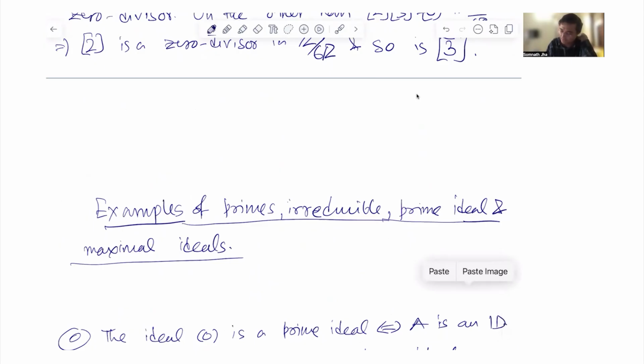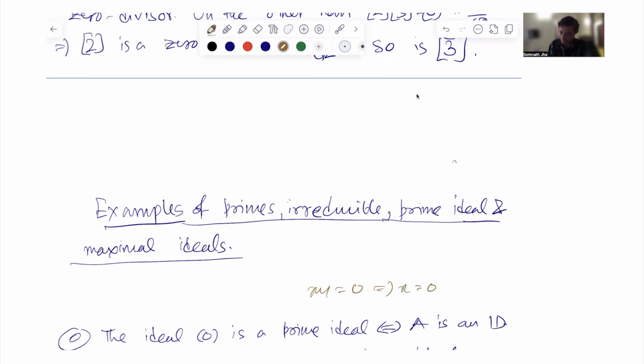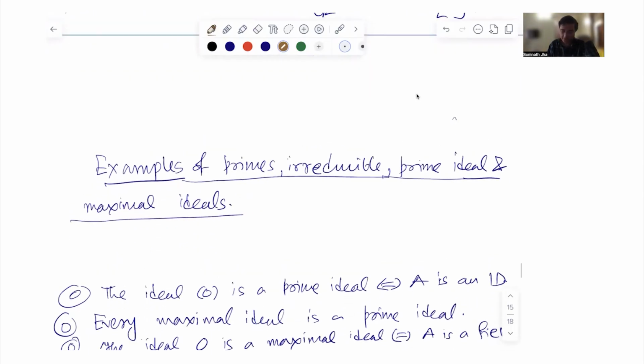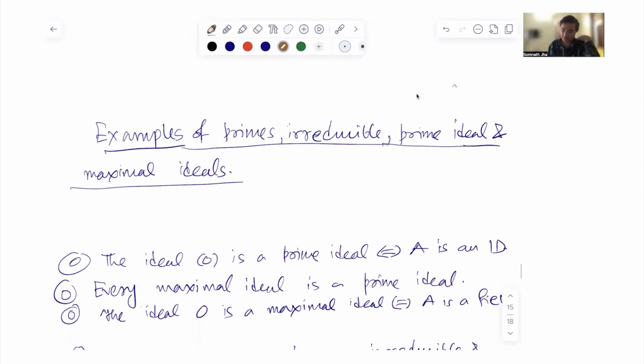The ideal zero is a prime ideal if and only if A is an integral domain. What is the definition? xy belongs to zero, meaning xy is zero, implies x equals zero or y equals zero. So the ideal zero can be a prime ideal, and if it is, the ring is an integral domain. As I already said, every maximal ideal is a prime ideal, and the ideal zero is a maximal ideal if and only if A is a field.